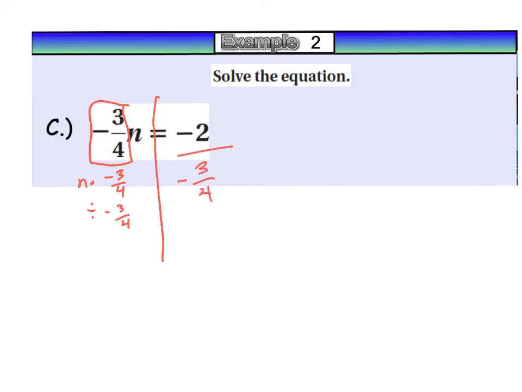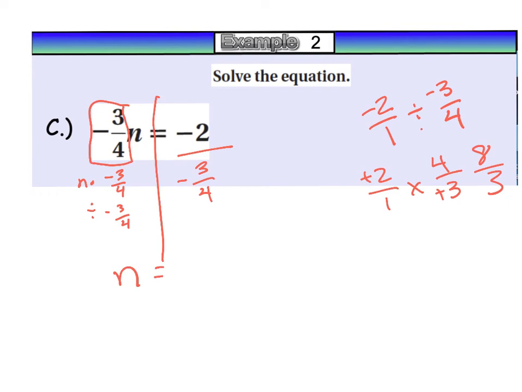So let's do the work off to the side. We have -2, and I'm going to put it over 1, just because we're dealing with fractions, divided by a -3/4. How do you divide by fractions? You stay, switch, flip. First, let's get rid of the negatives. A negative times a negative gives us a positive. So we're going to take that out. 2 times 4 is 8. 3 times 1 is 3. So n equals 8/3, or if you want to put it into a mixed number, 2 2/3.